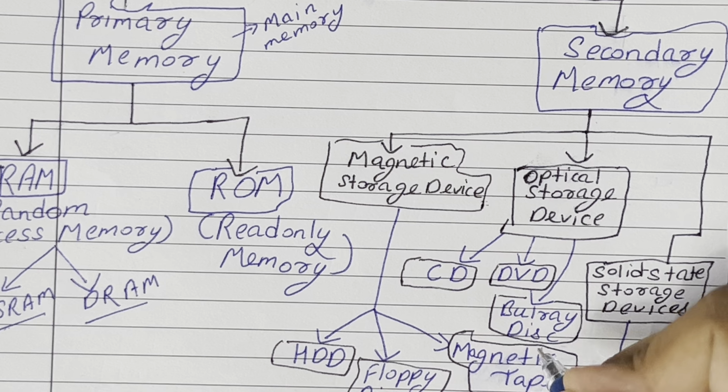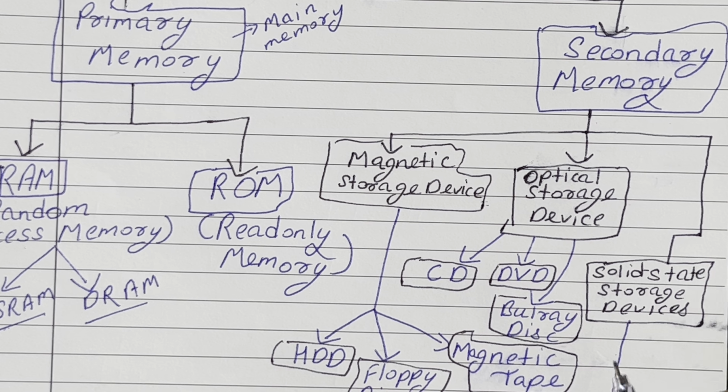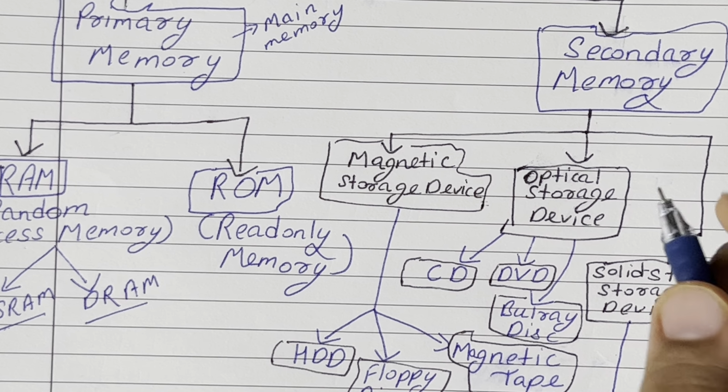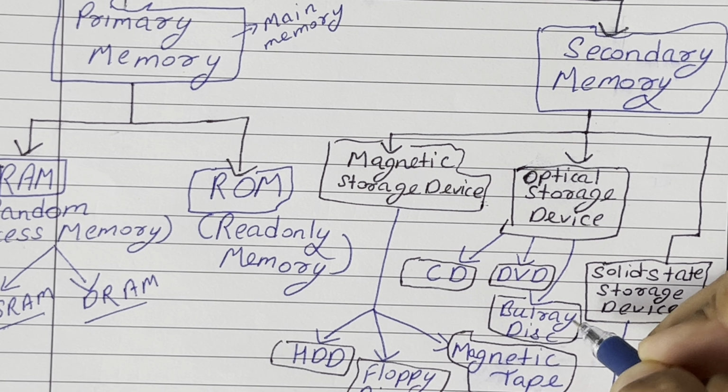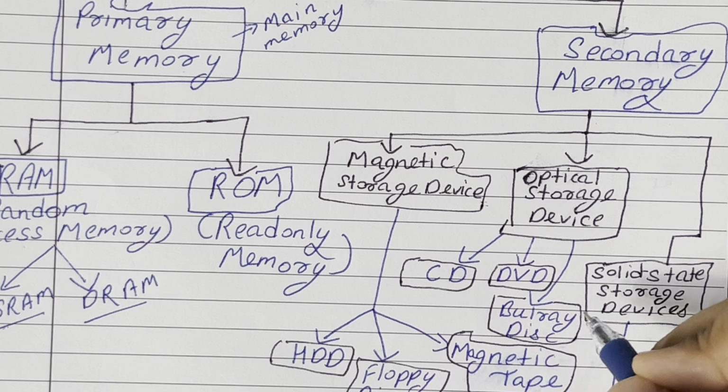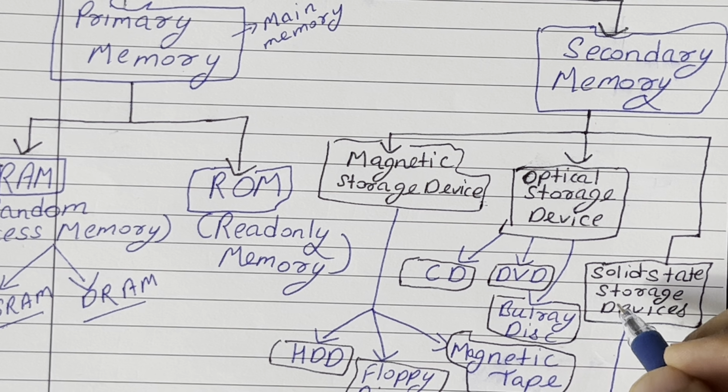Next is Blu-ray Disc. A Blu-ray Disc is an advanced optical storage device which uses a blue-violet laser beam to read and write data. It was developed as an important improvement over CDs and DVDs to provide much higher storage capacity and better performance. The name Blu-ray comes from the blue-violet laser technology which is used in the device.